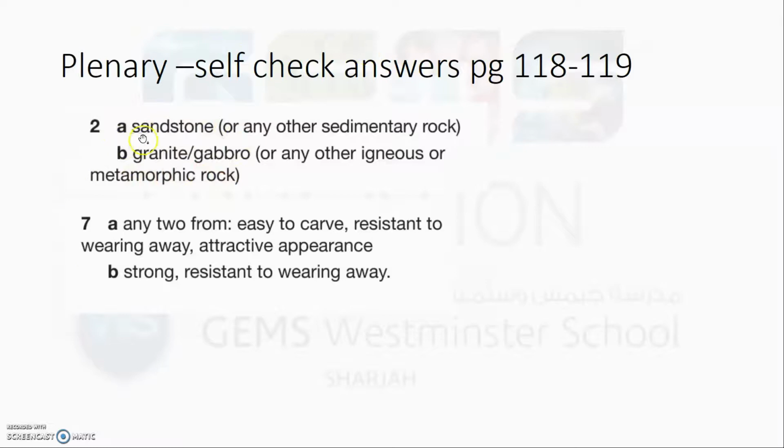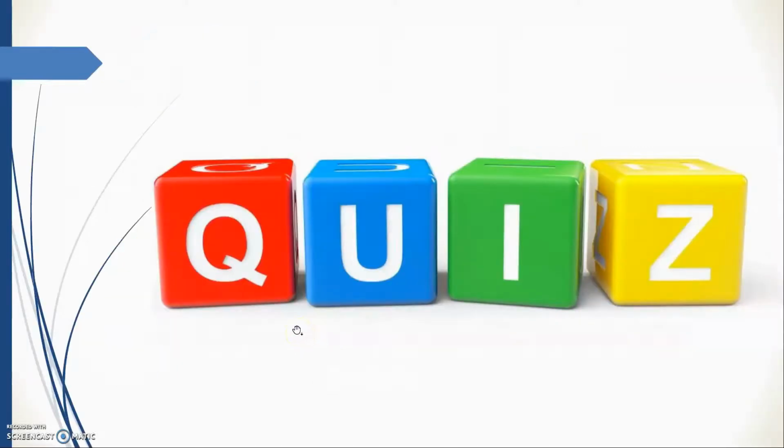It's just an example. It should be easy to carve and resistant to wearing away. It should be strong, resistant to wearing away, very strong and not wear away easily. Okay, so now it's quiz time.